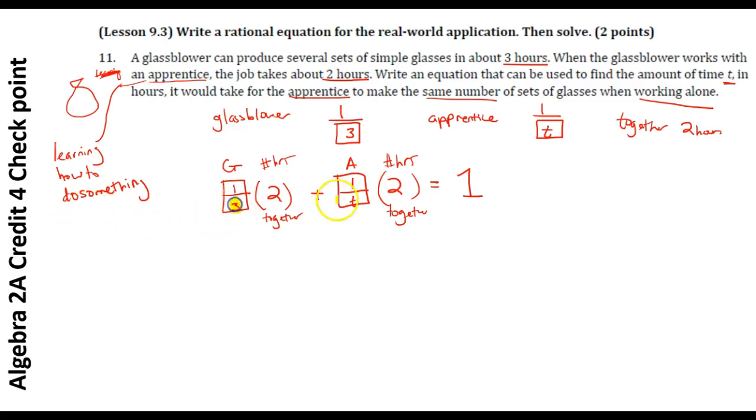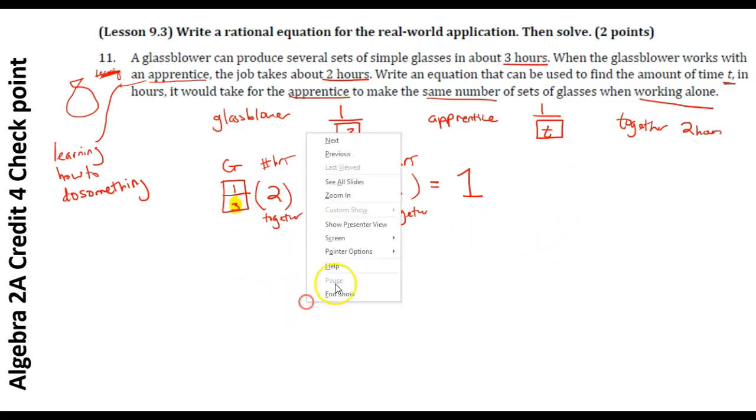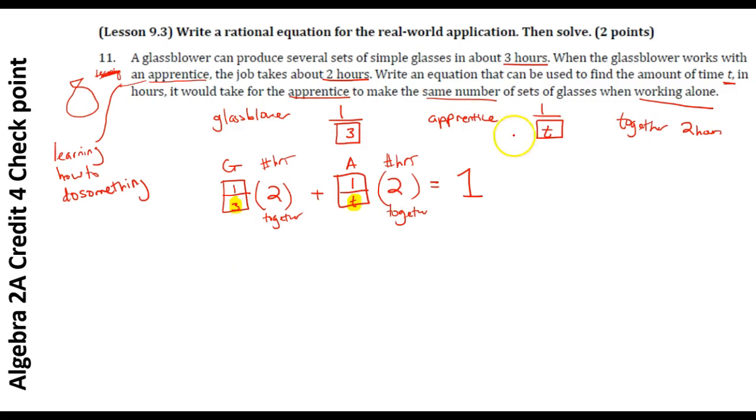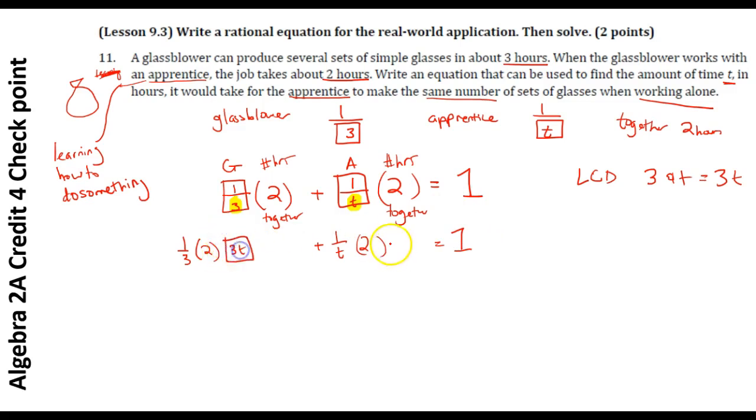As I'm looking at this, I can see already my denominators are 3 and T. So as I can see right here, those are not the same denominators. 3 is not the same as T, right? So I'm going to try and find the LCD, or least common denominator, between 3 and T, which we learned was just 3T. So the next thing we're going to do is multiply every single part of our equation by our LCD, which was 3T.